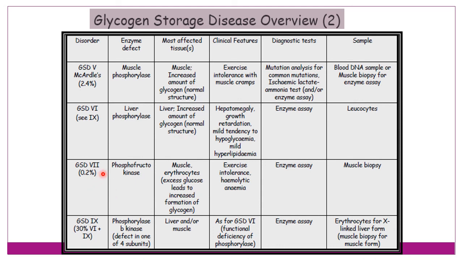Then glycogen storage diseases 7 and 9 are also there, but we have not done them here. There the deficiency of phosphofructokinase and phosphorylase b kinase is present.